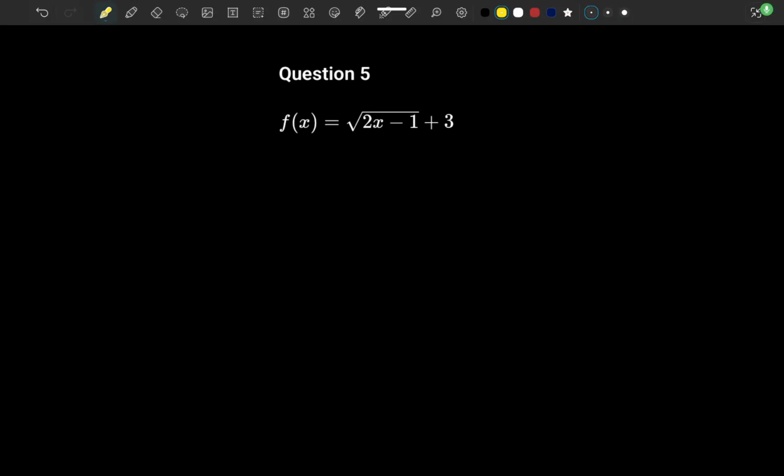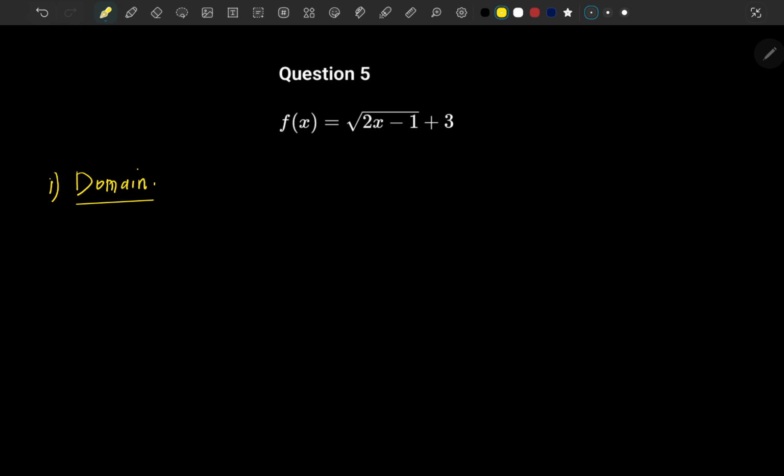Come back. Let's look at this question on the domain and range. So looking at question number 5, as our question number 2, by the way. So how do we find the domain? How do we find the domain?